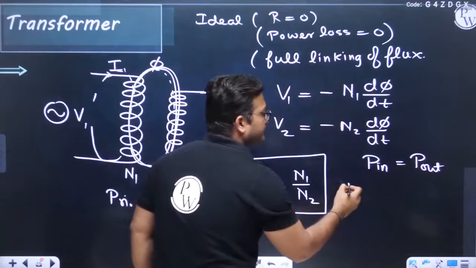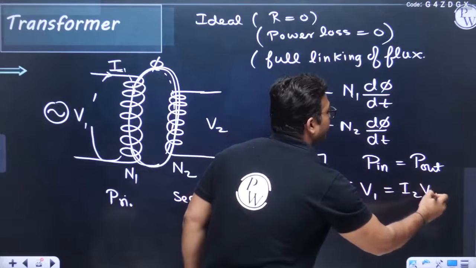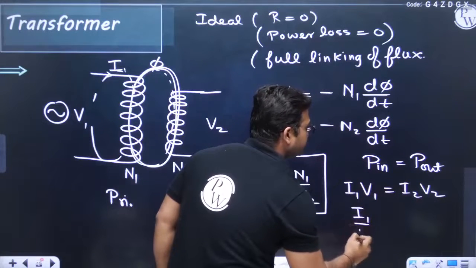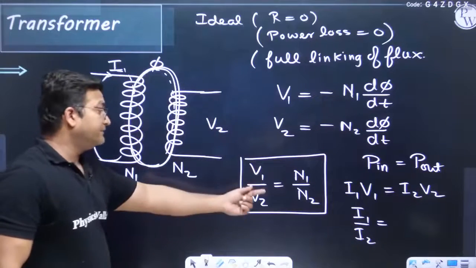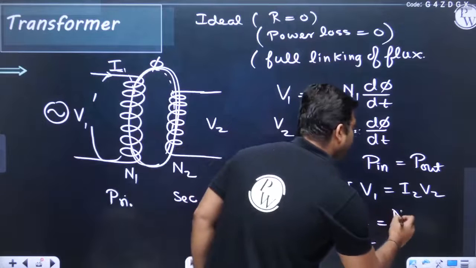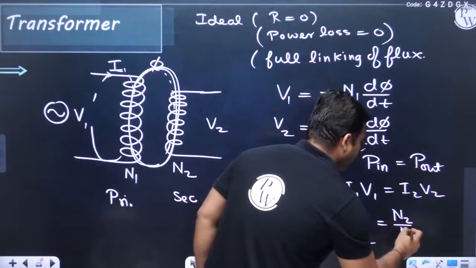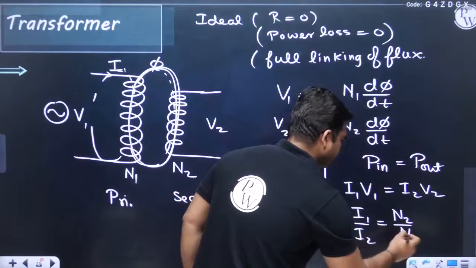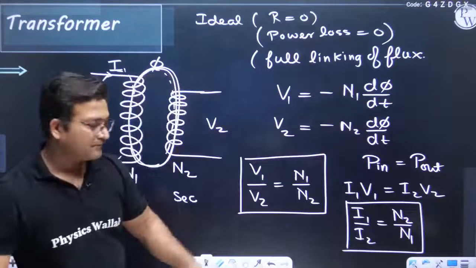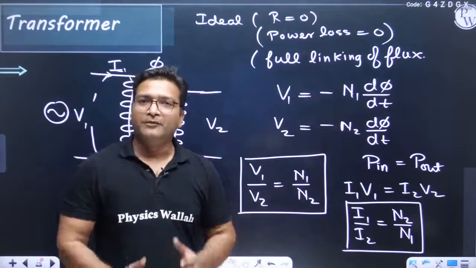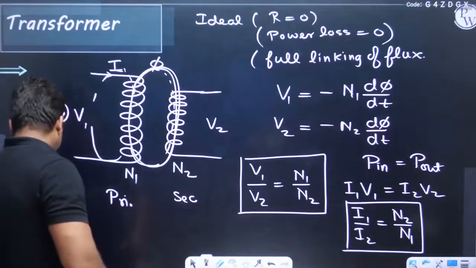As power input is I1 V1, power output is I2 V2, we have I1 by I2 as V2 by V1, and V2 by V1 is equal to N2 by N1. So we have current inversely proportional to the number of turns. These are the two fundamental formulas for transformers. Let us understand how this transformer works.